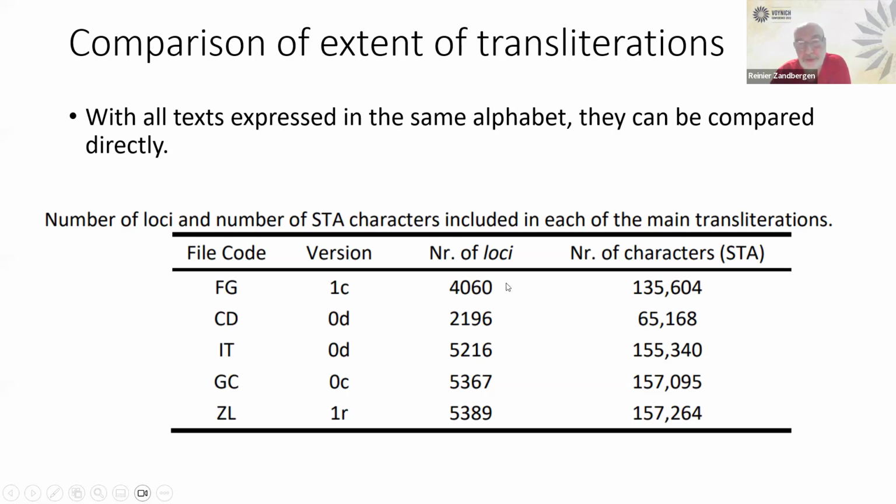Then the 3rd column shows the number of text loci that are in these files. We can see that the courier file is really much shorter than the others. FSG is quite a lot longer, but the Takahashi, the Claston, and the Zandbergen files are nearly complete. In fact, the last one with 5,389 text items is the complete manuscript text. And we see the number of characters of the complete text is around 157,000 when measured in sta characters.